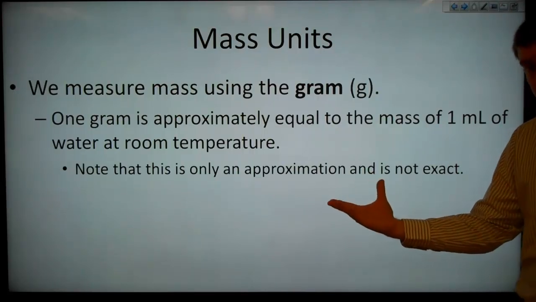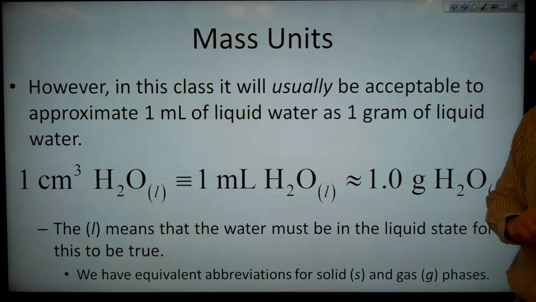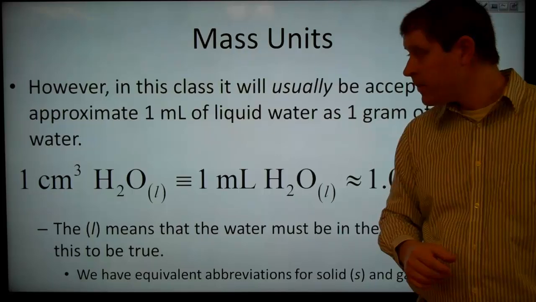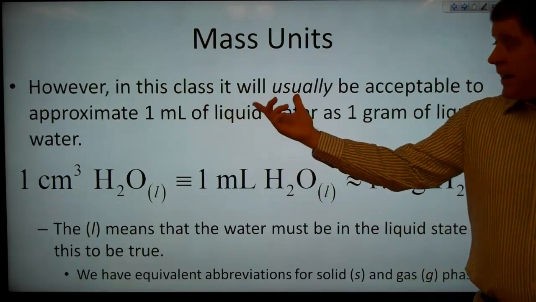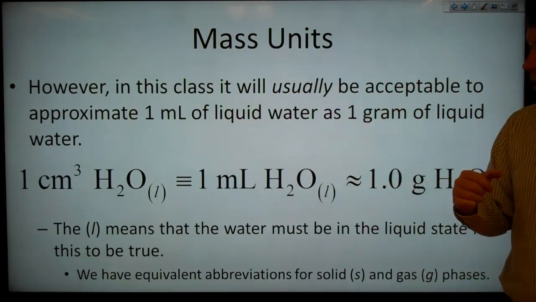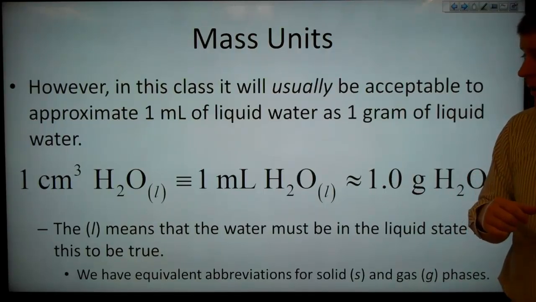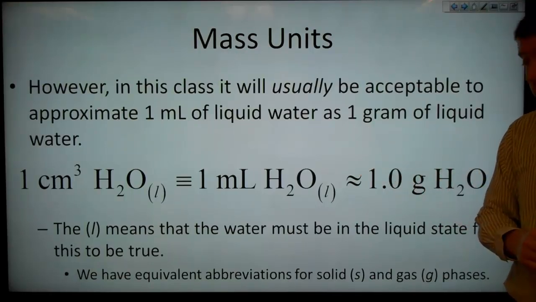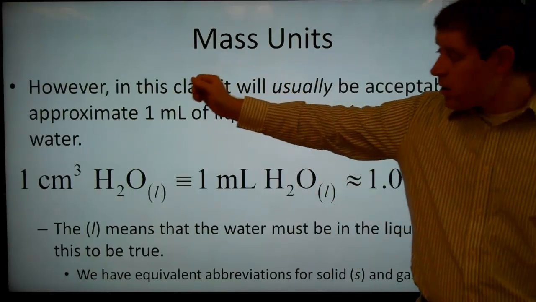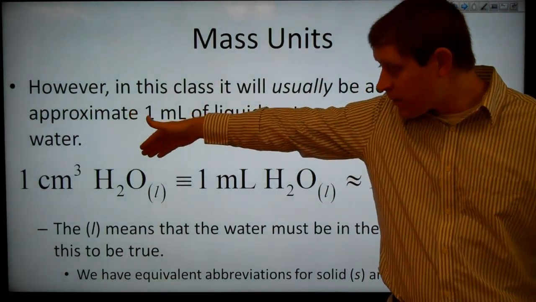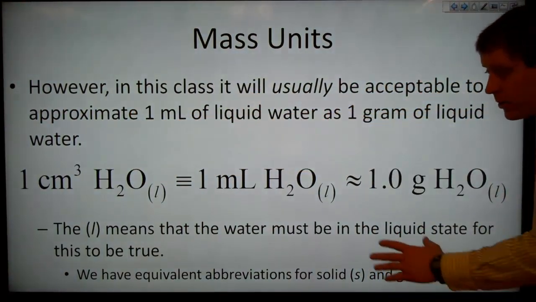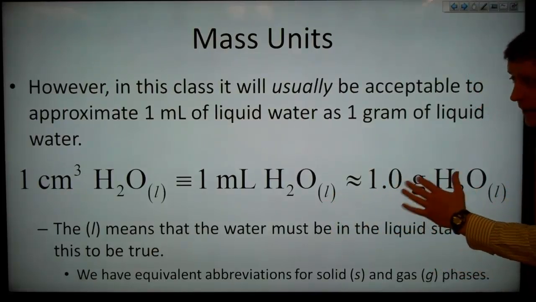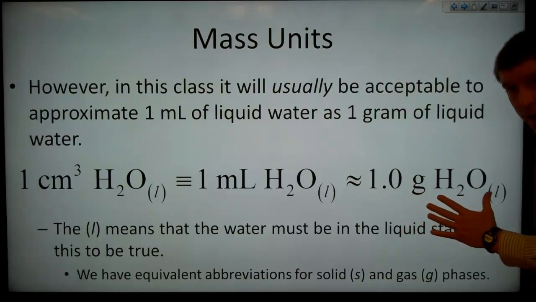But this is only an approximation. It's not exact. It depends on the density of water, which depends on the temperature. So in this class, it will usually be acceptable to approximate 1 milliliter of liquid water, it's got to be liquid water, as 1 gram of liquid water. So 1 cubic centimeter of water is equal to 1 milliliter of water, and we're going to say that that's approximately the same as 1 gram of water.